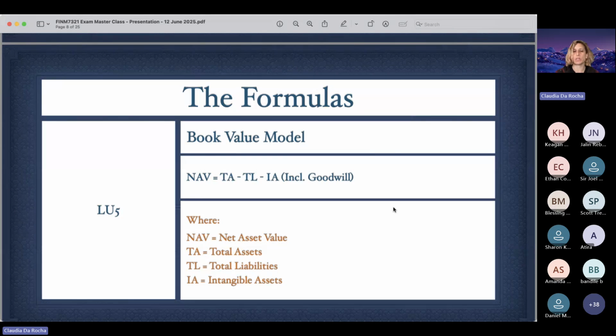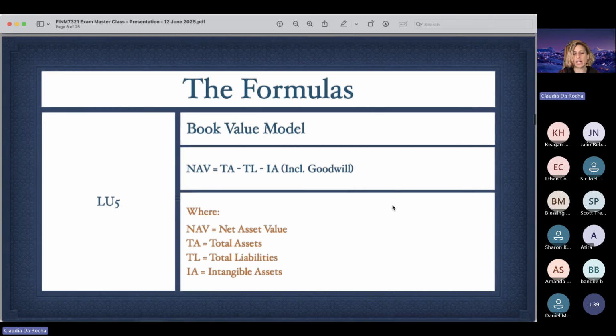We're trying to work out what is the net asset value. And the formula is total assets minus total liabilities less your intangible assets, which include your goodwill. So this is quite a simple model, as I said. And really what we just try and do is calculate the value of all our assets and liabilities and exclude our intangible assets. So it's not too difficult.